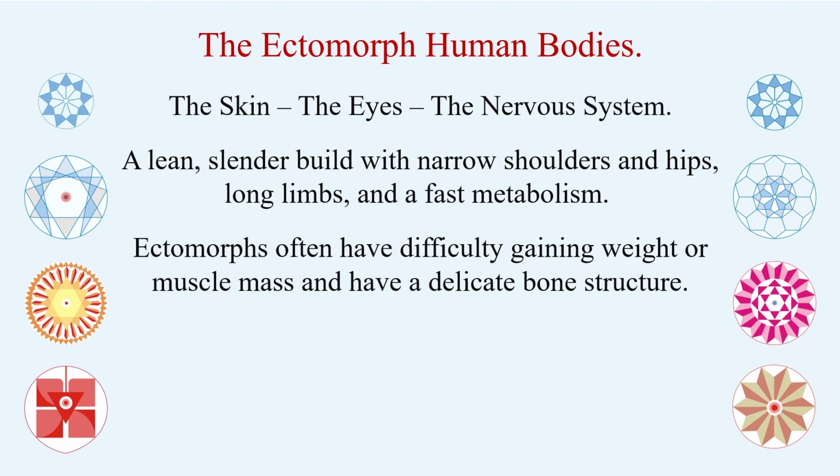Now come to the ectomorph, and I make it very clear. Skin, eyes and nervous system develop from the ectomorph, that is one layer which is responsible for the nervous system, eyes and skin. It is a lean, slender build with narrow shoulders, hips, long limbs and fast metabolism. Keeping these things in mind, ectomorphs have difficulty gaining weight or muscle mass and have a delicate bone structure.